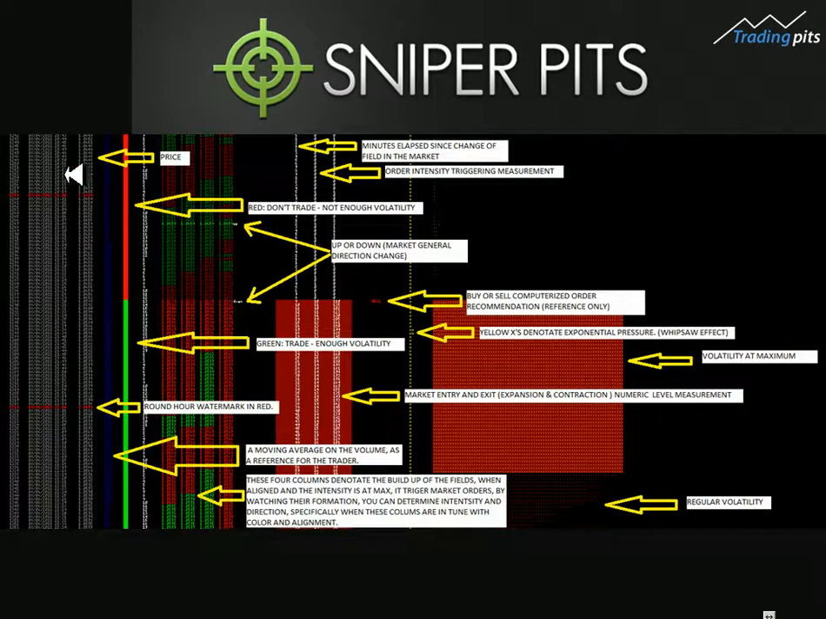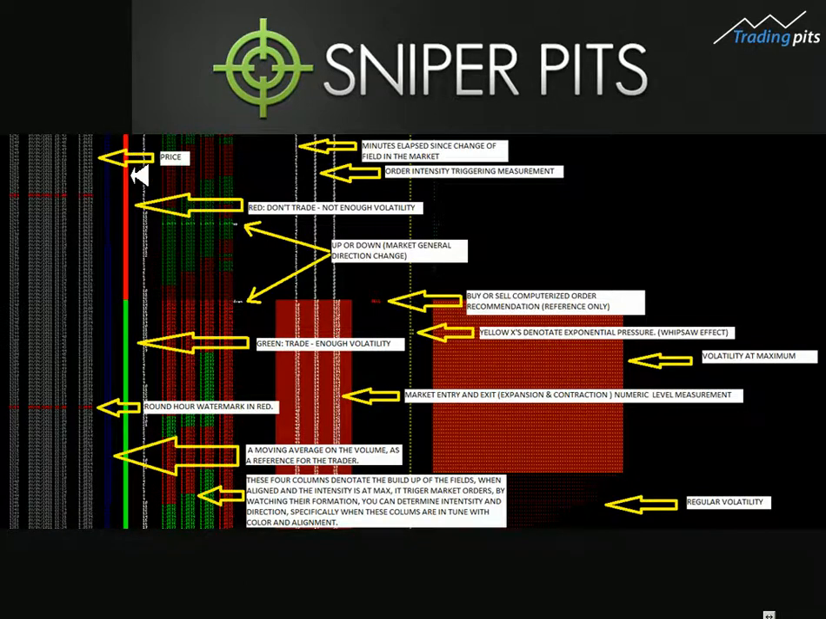So the columns on the left are all about price, and they update every minute. So it grows from the bottom up, and the bright red line that's coming through there and there, that just shows that we're on the hour. This next column, we'll skip the blue one, that's not necessary.